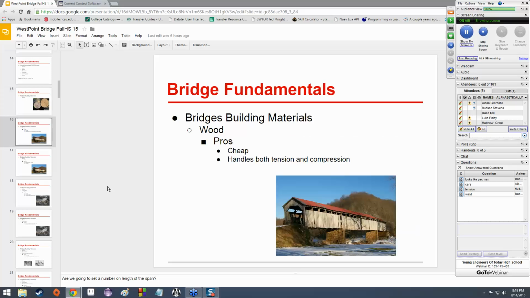So, wood is nice because it's cheap. Super cheap. Just cut down a few trees, build a bridge with it. Don't have to do any kind of mining or material refining or anything like that. I mean, there is some refining involved probably, depending. But it's cheap and it's easy to get. And it handles both tension and compression pretty well, because wood is fairly malleable. It's got a spongy quality to it, so it can take tension and compression decently well.